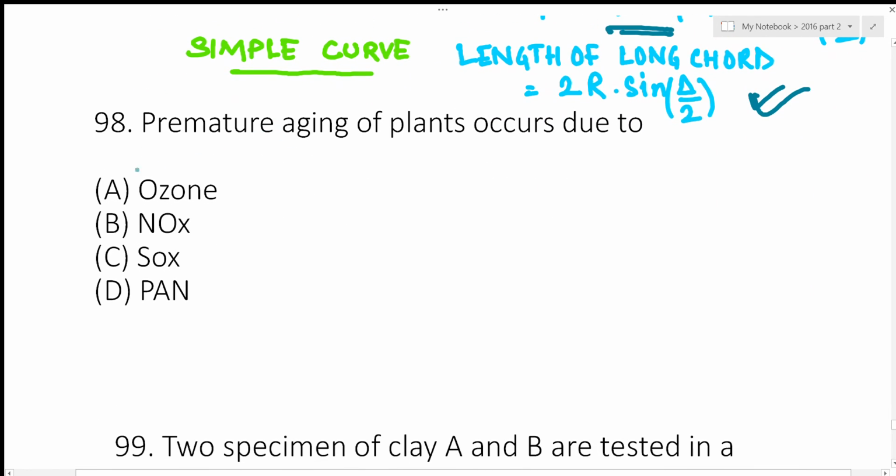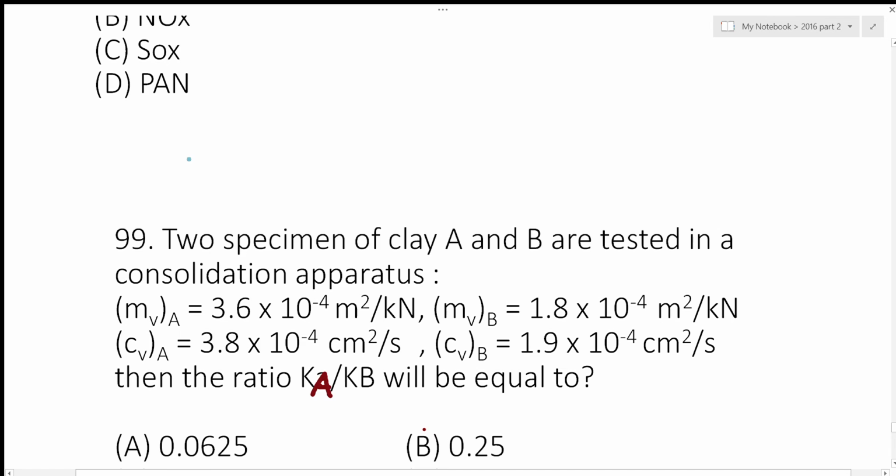The next question is, premature aging of plants occurs due to. Now the premature aging of plants occurs due to ozone.